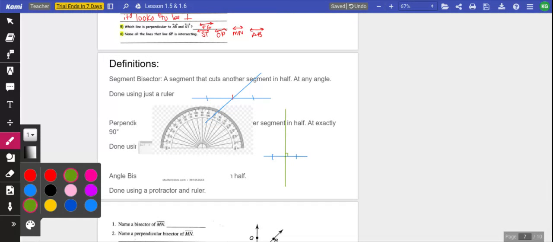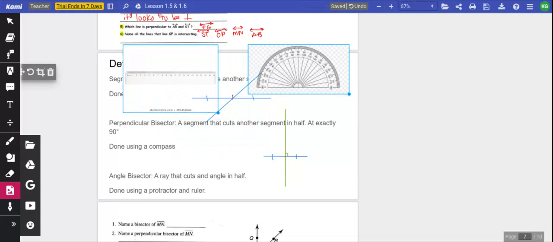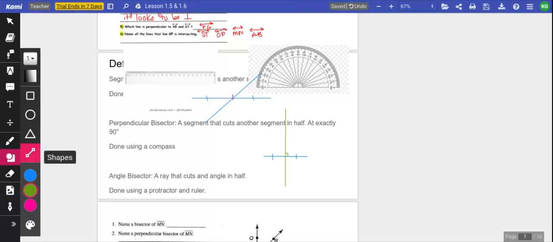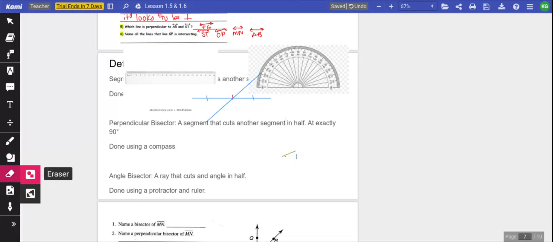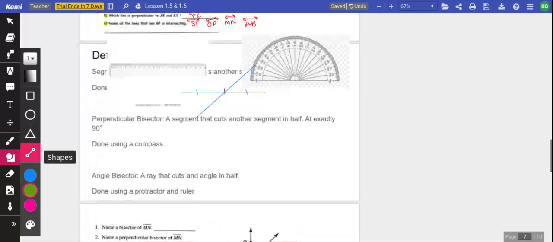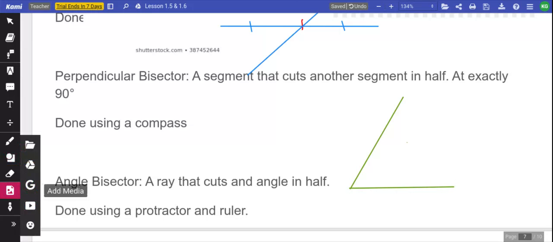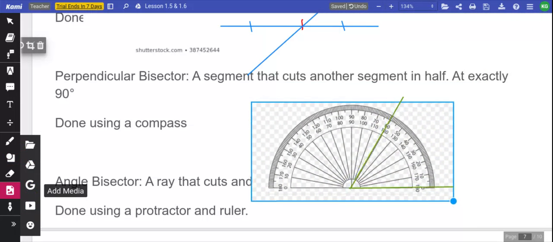The last one I have here is an angle bisector. I'll move these up here. To do an angle bisector, we also need a protractor and a ruler. I'm going to go ahead and erase this. Make myself some room. So if I'm going to do an angle like that, in order to first cut it in half, I need to measure my angle. So it is at 60 degrees.